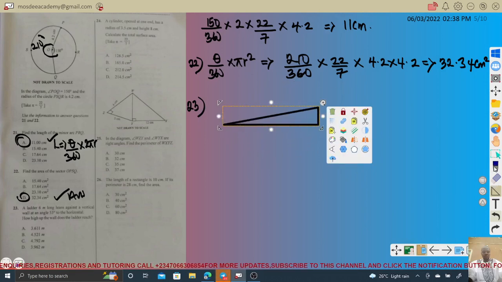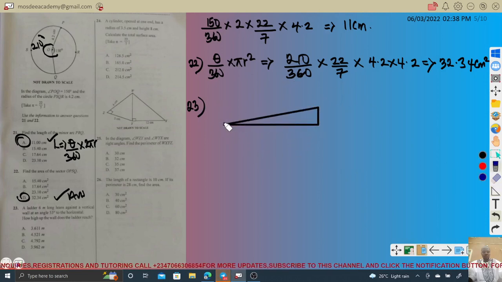Sometimes you don't even need to draw for this type of question. Ladder is leaning against the wall. I'm just trying to let you know that this is a ladder. Elevation angle is the angle between the direction of vision and the horizontal. So you can see this is the elevation to the horizontal. It is moving up. Angle to the horizontal is 53 degrees. The length of the ladder is 6 meters. We are looking for the height against the vertical wall.